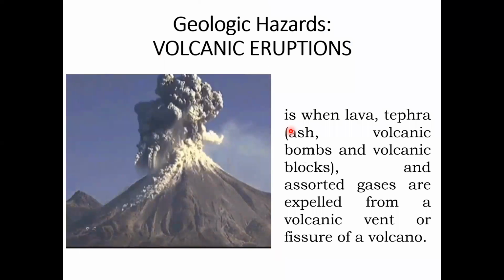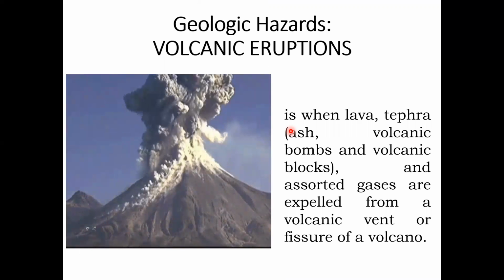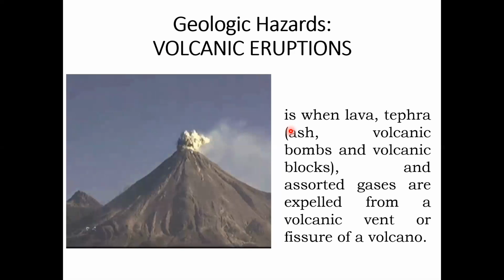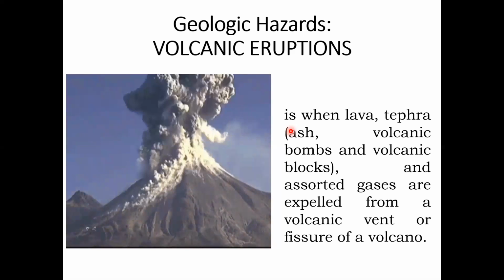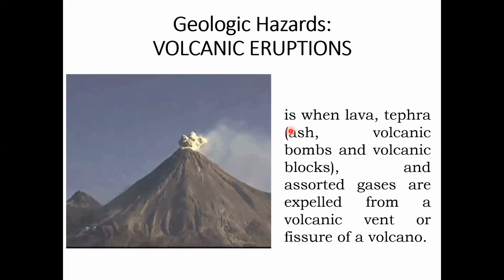The third geologic hazard that we will discuss throughout this lesson is a volcanic eruption. A volcano is an opening from the Earth's crust from which pyroclastic materials, lava, and other gases are spewed out. Volcanic eruptions are one of the Earth's most dramatic and violent agents of change.